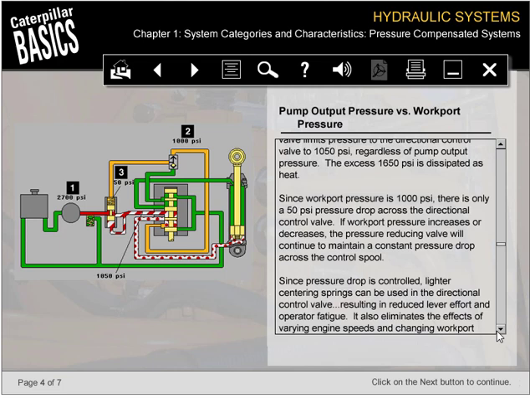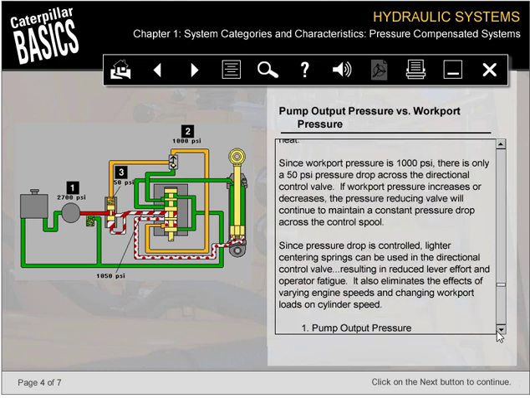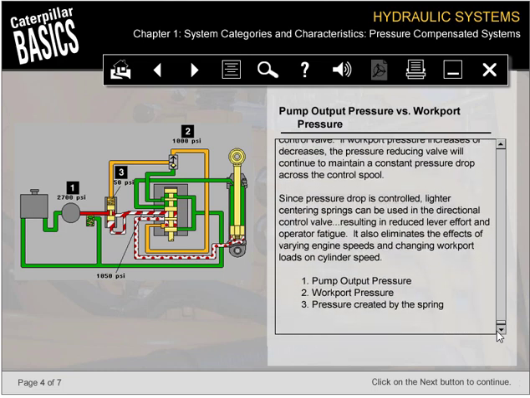If work port pressure increases or decreases, the pressure-reducing valve will continue to maintain a constant pressure drop across the control spool. Since pressure drop is controlled, lighter centering springs can be used in the directional control valve, resulting in reduced lever effort and operator fatigue. It also eliminates the effects of varying engine speeds and changing work port loads on cylinder speed. 1. Pump output pressure. 2. Work port pressure. 3. Pressure created by the spring.